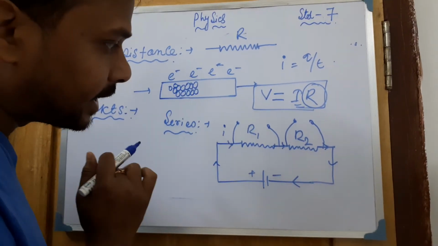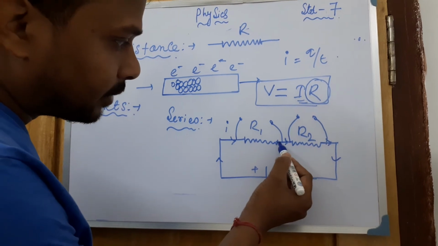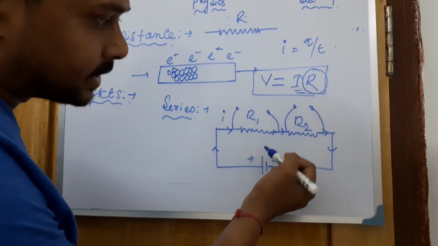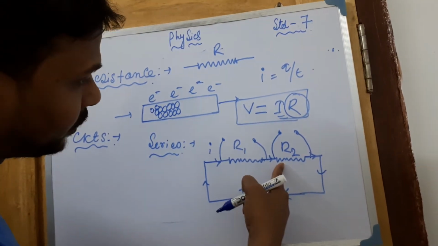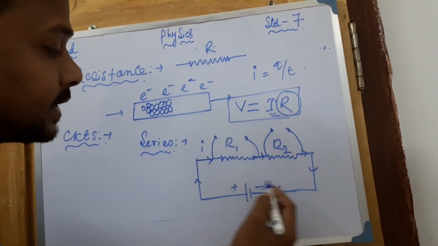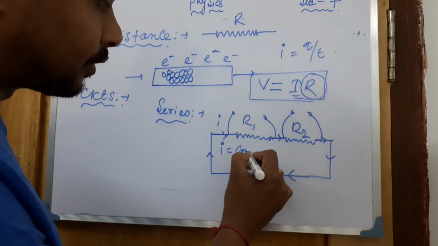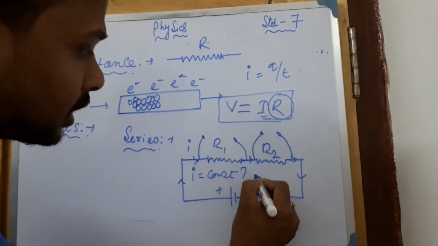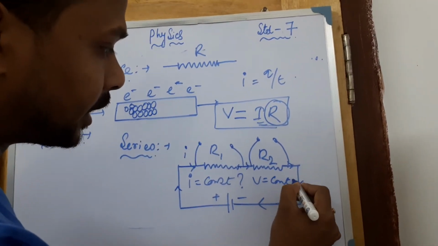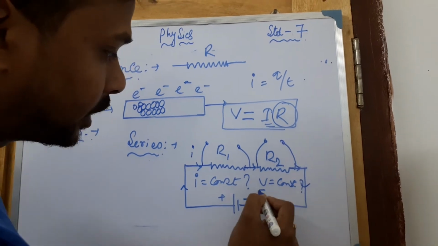The series circuit means what? That one end of the resistance is connected to the other end of the next one, in this way. This is actually the series circuit. Now here the current will be constant, or the voltage will be constant. You have to tell which one is constant.